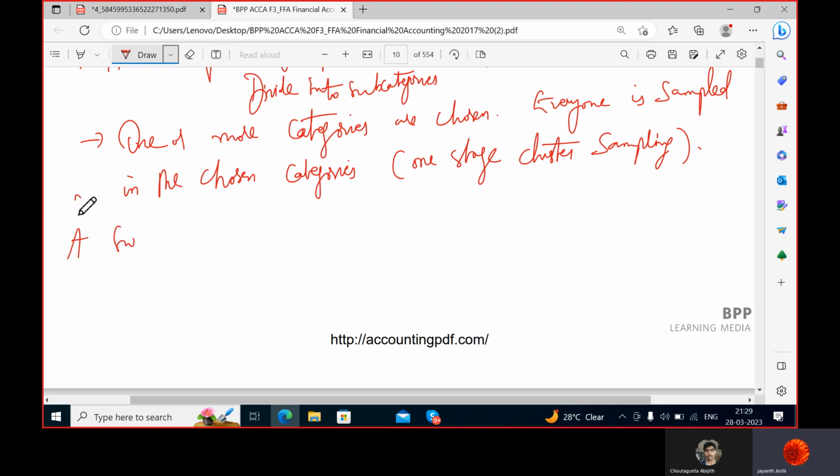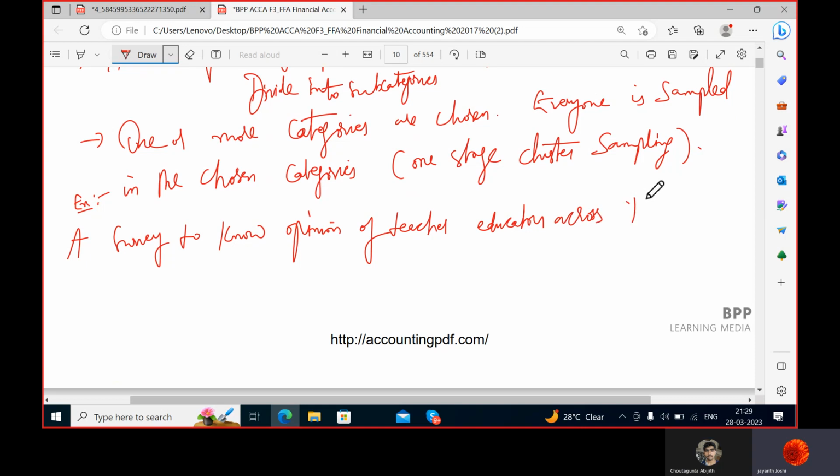So a survey example: a survey to know the opinion of teachers, educators across India about the new education policy 2020. So you know, an education policy is prepared and the new education policy has come into the picture for 2020. Okay, so in that case what we can do, we can take up some for selecting teachers.